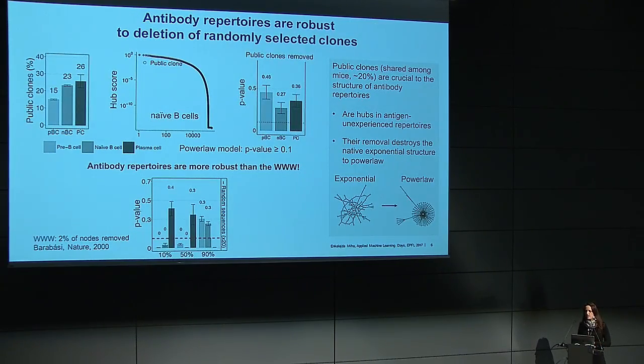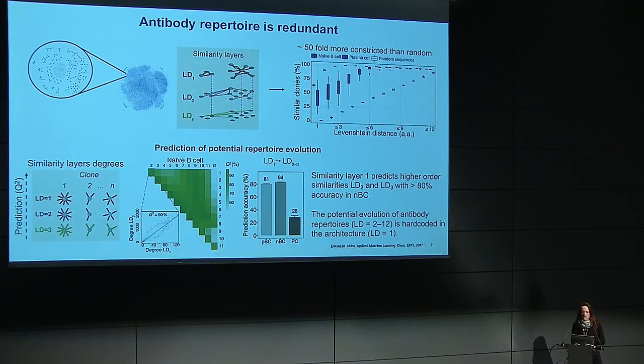We have discovered that these antibody repertoires are very robust, so they are robust to 50% of deletion of several clones, so that's why you are still immune, actively immune, and you are surviving several infections. But clones that are shared between individuals are very important in the architecture. Those clones you shouldn't touch or remove from the antibody repertoire.